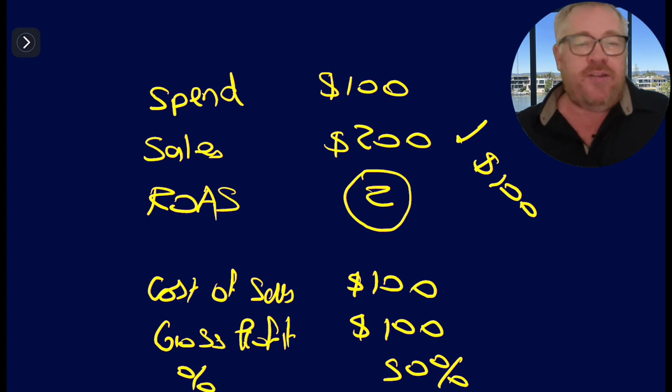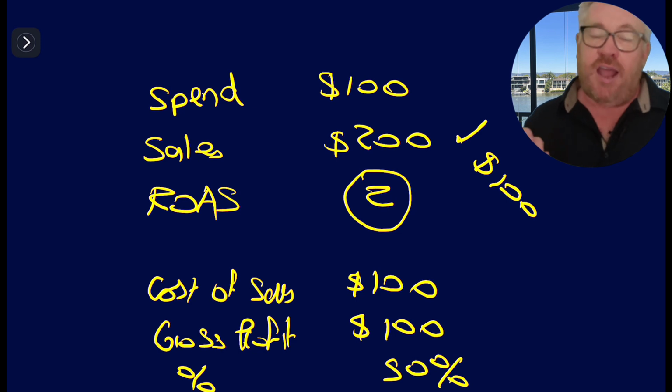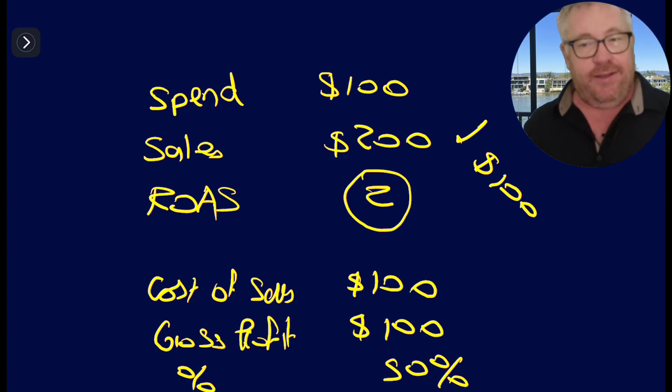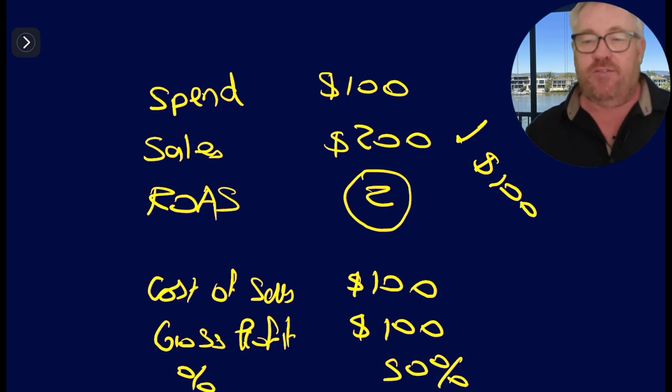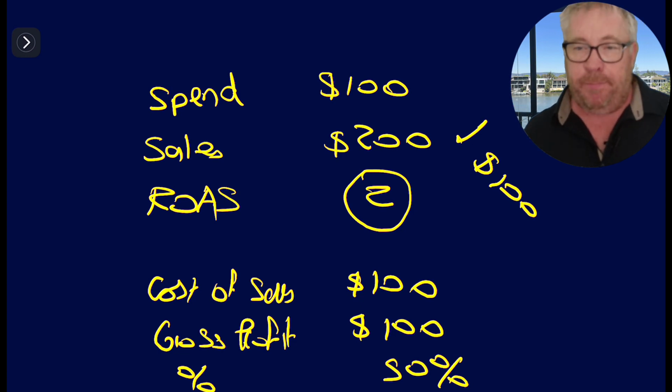Now, your ROAS depends on your industry, depends where you're at. So do some research where your industry's at. But that's probably the most important stat you need to look at, is how much money you're creating to make sure that your campaign is profitable. Now let's go to the second most important number.